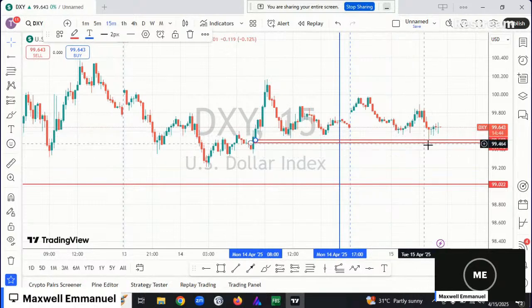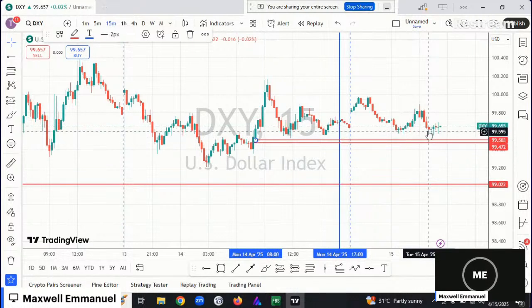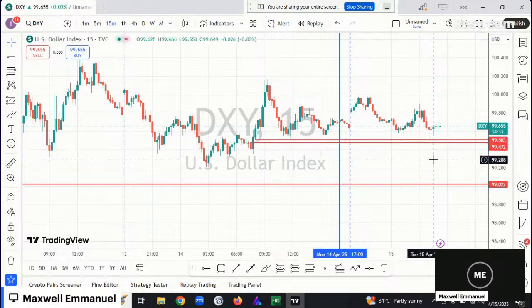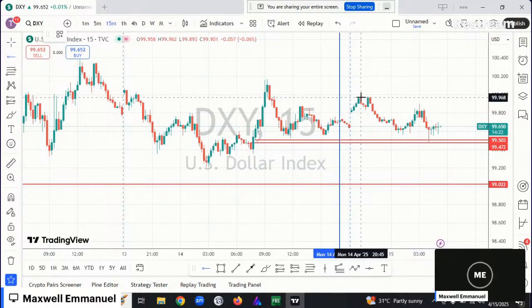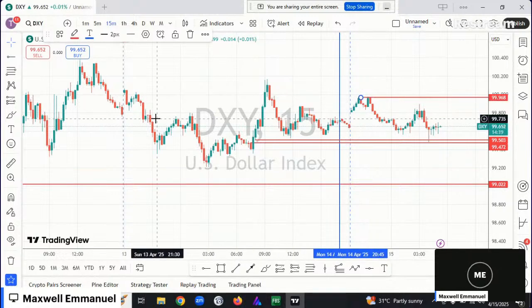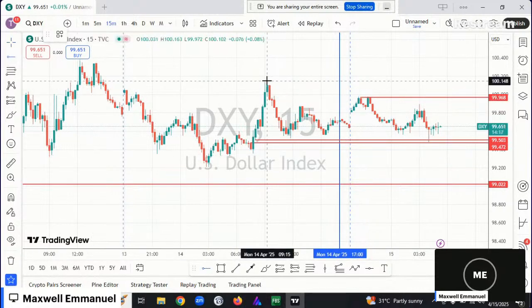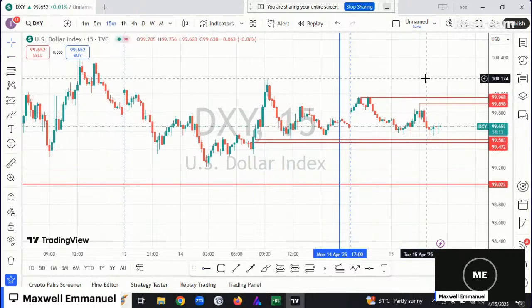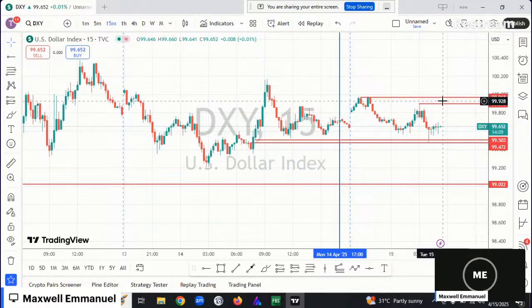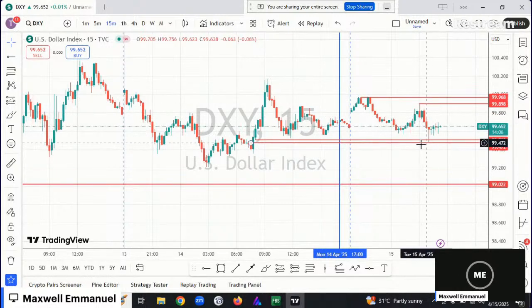Now, if a 1 hour candle closes below the low of this candle, that will be the right time to go bearish on DXY. So what I think would play out on DXY today: you can see these highs, they are likely going to come from these highs. That's what I'm expecting on DXY. So it's either we look for sells from this zone or we look for sells below the low of this candle.